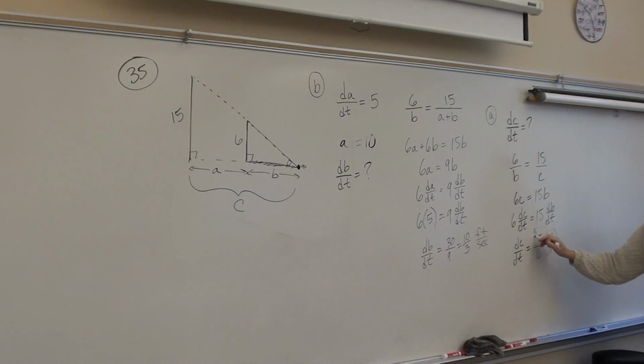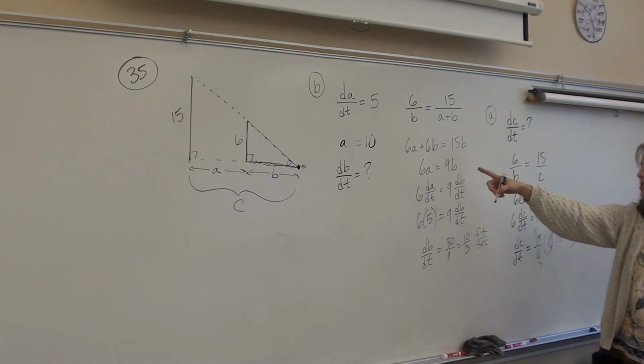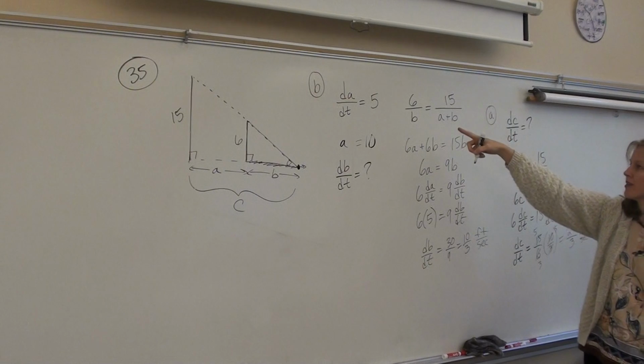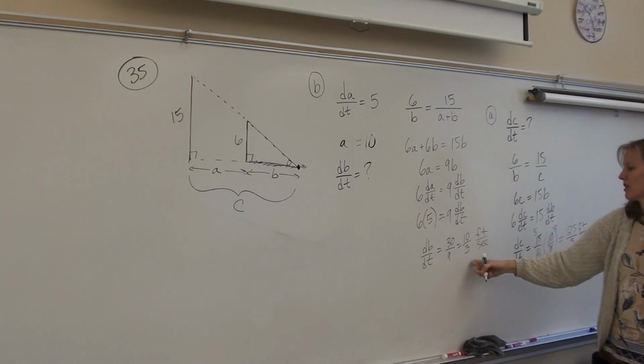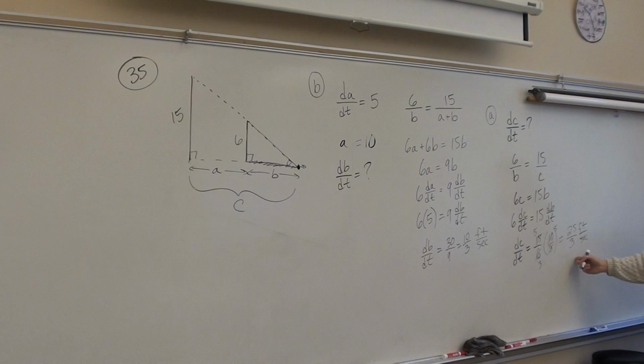So let's clean it up, cancel that, make it 3, make it a 5. So I get 25 thirds feet per second. That's the same as dA/dt plus dB/dt. So you have 10, which is, oh wait, where's dA/dt? 5. Which is 15 thirds plus 10 thirds, 25 thirds, right? So you could just do dA/dt plus dB/dt, which is 5 plus 10 thirds, and get dC/dt.